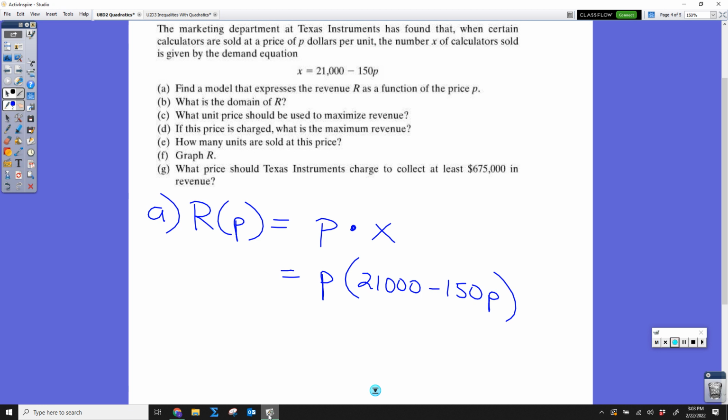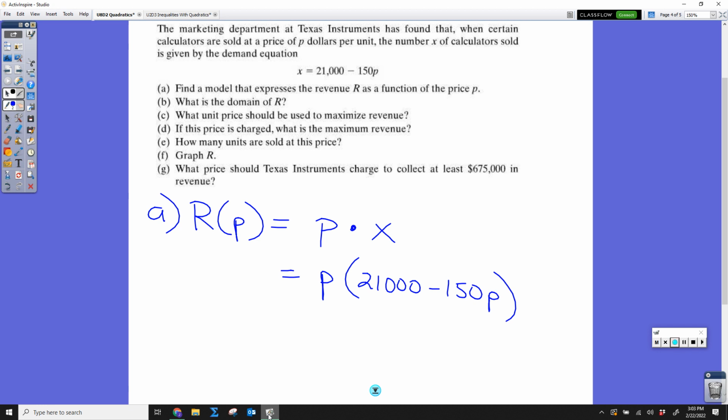How many calculators do they have available to sell? 21,000. Let's think about this. We have 21,000 calculators. And how much we have left is dictated by how much we're selling them for, or how much we sold, rather, excuse me. If I plugged in 0 right there, well, they're all going to be gone. Right?